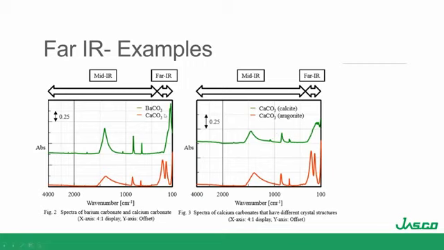Again, that was two different compounds with different metal ions. And then two calcium carbonates are here. One's calcite and one's aragonite. Aragonite has two distinct peaks in the far IR region, and the calcite has a broad peak in the far infrared region.